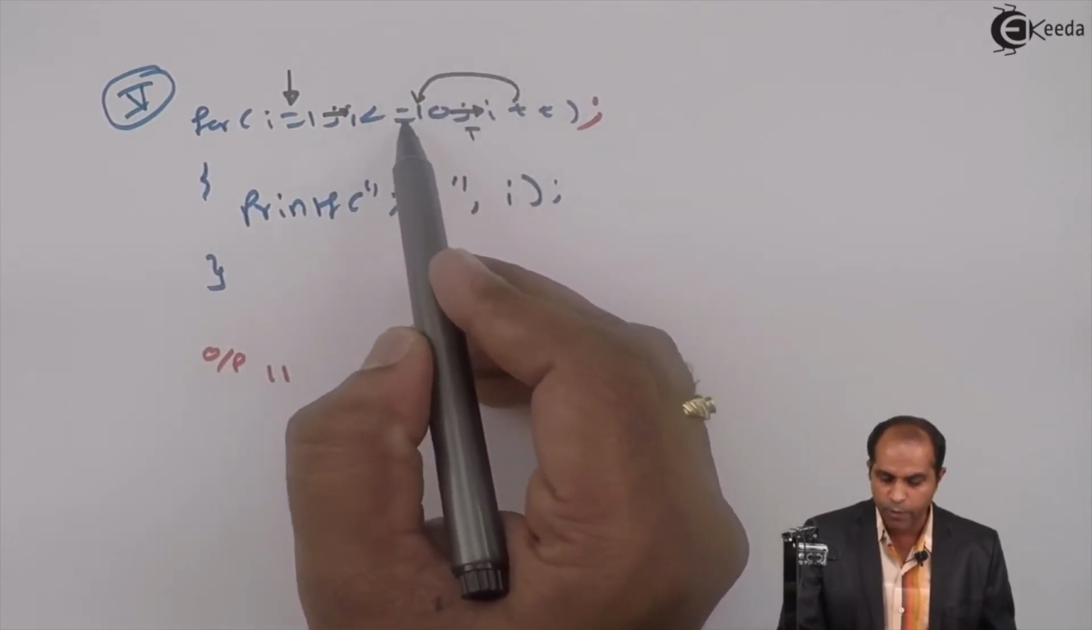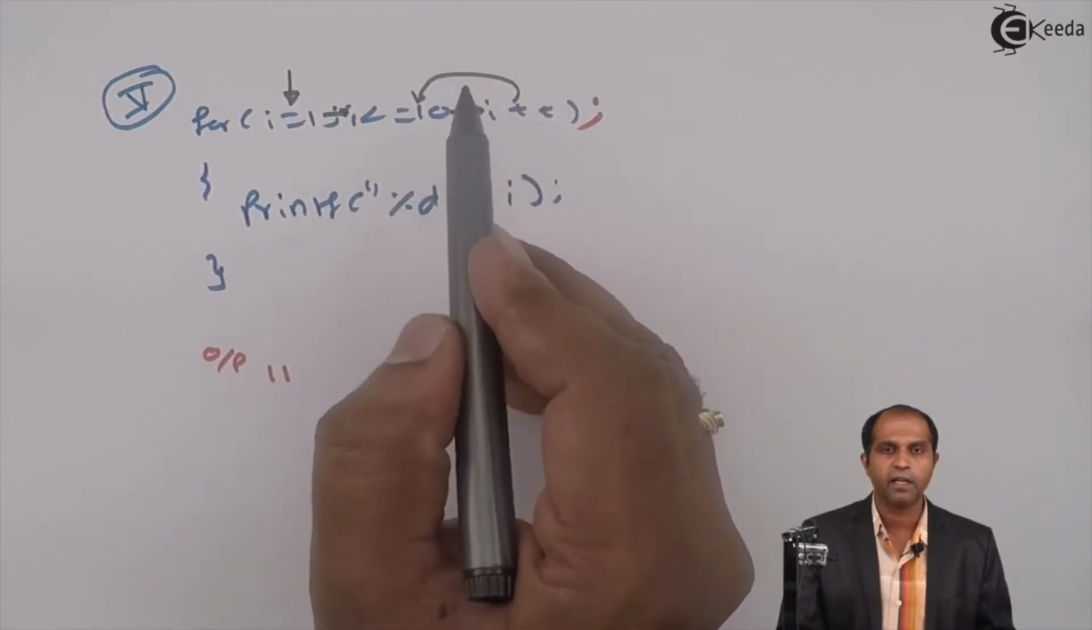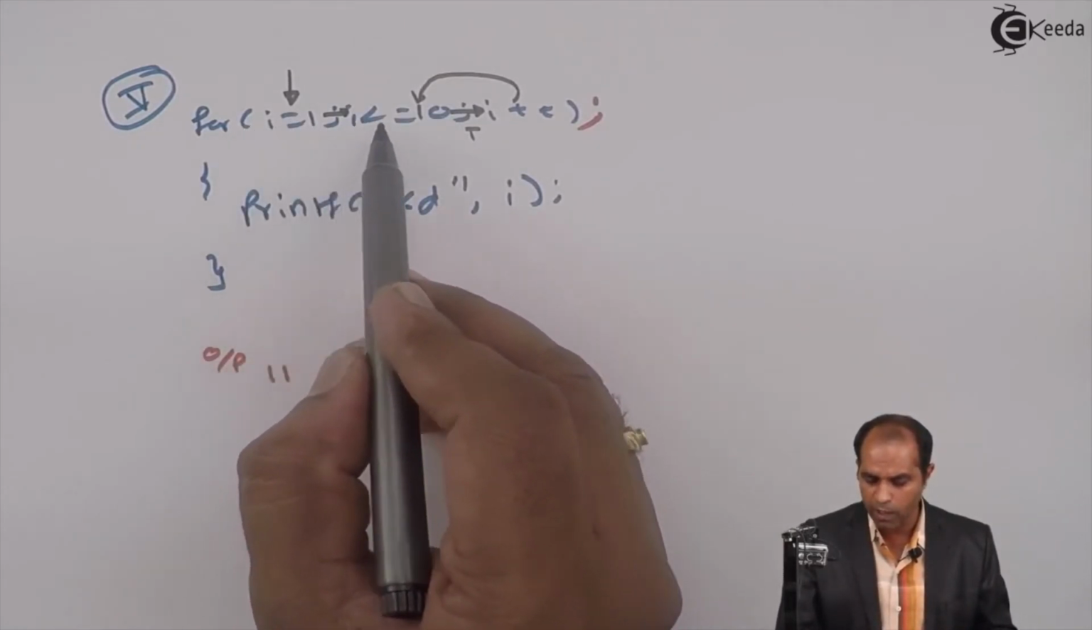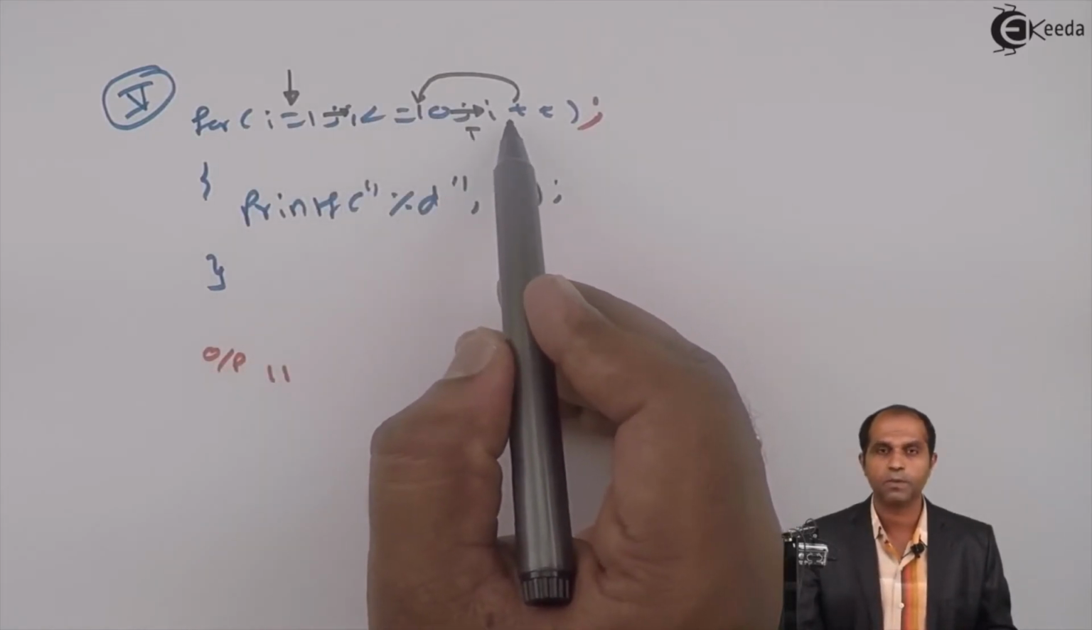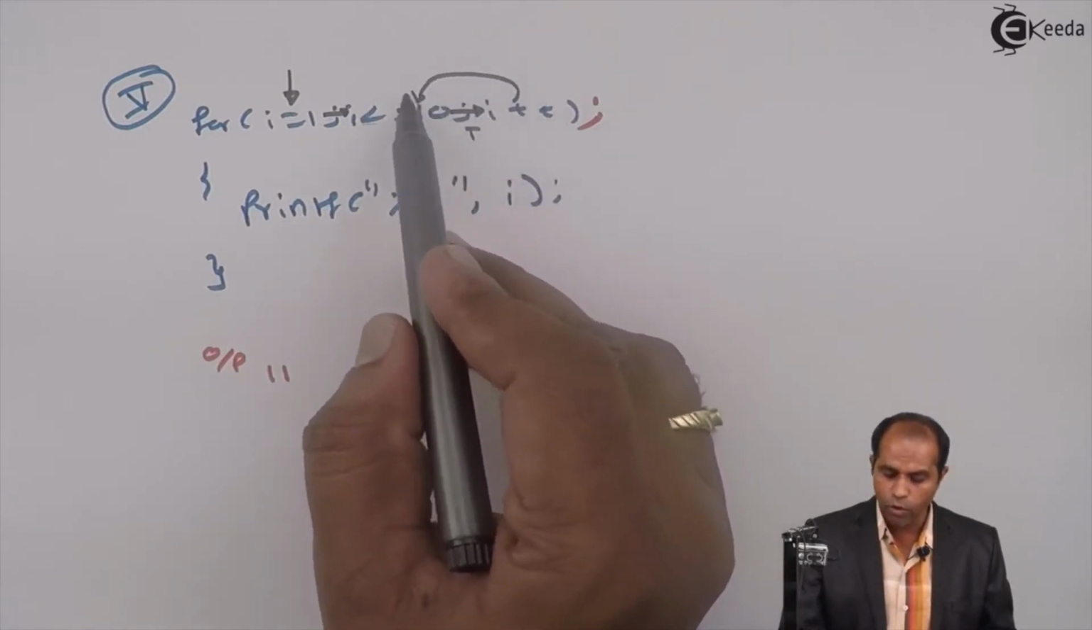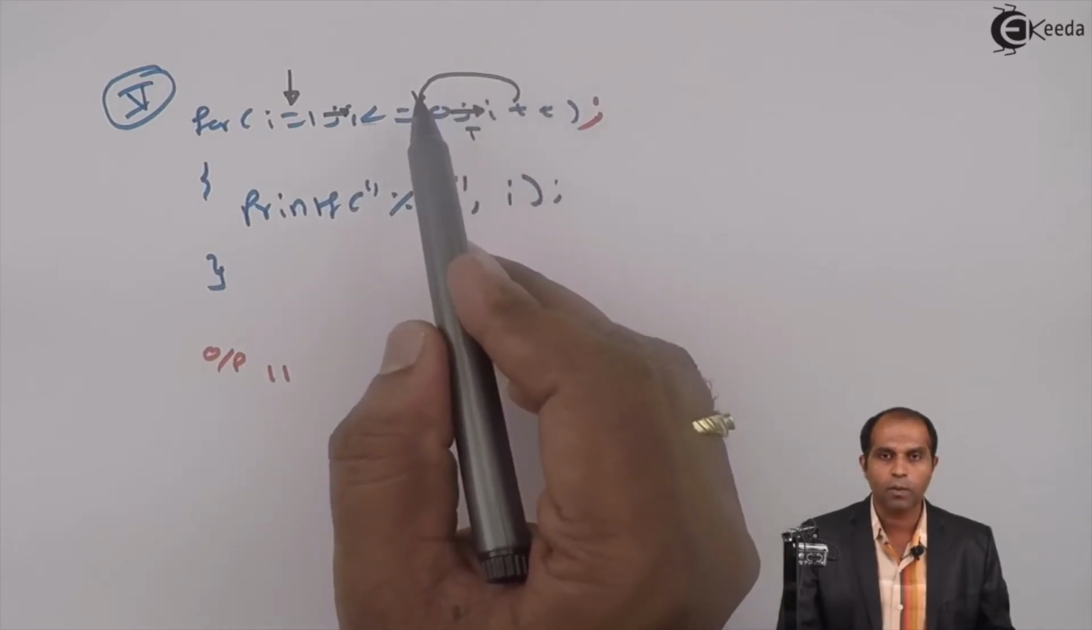So it keeps on checking this particular condition again and again, till your condition remains true. So let's work with this particular example. I is 1, 1 less than equal to 10, true, I++, make it I as 2. 2 less than equal to 10, true, again go back. 3 less than equal to 10, again go back.